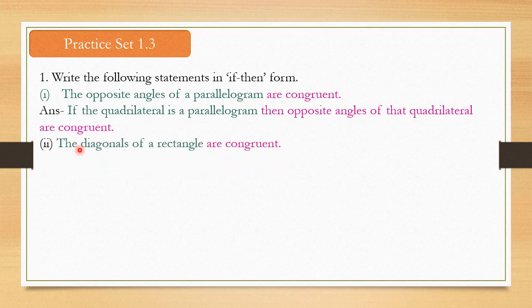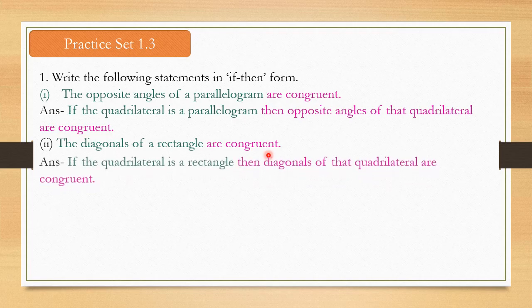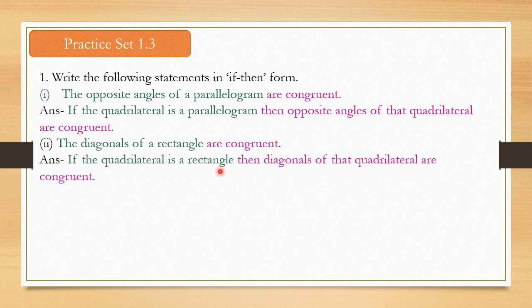Second question is, the diagonals of a rectangle are congruent. Again, how should we ask the question? When are the diagonals of the given figure congruent? When are the diagonals congruent? Only if the given figure is a rectangle, right? Only when the given figure is a rectangle, the diagonals will be congruent. So how will we write it down? If the quadrilateral is a rectangle, then the diagonals of that quadrilateral are congruent. Okay, so we have converted it into if-then form.